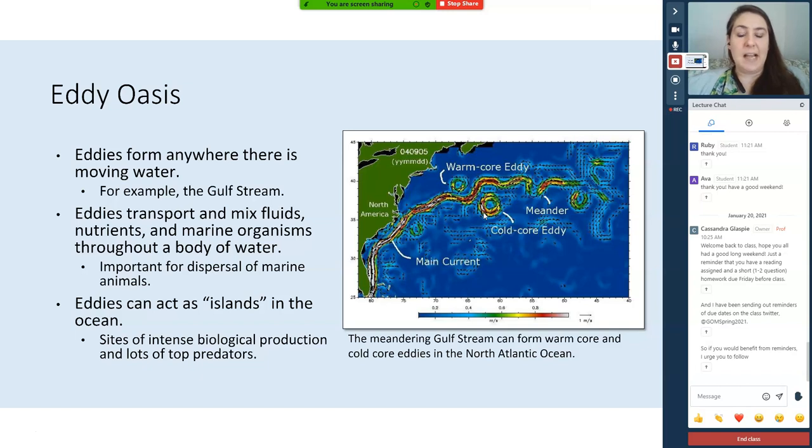And they can act as islands in the ocean, especially warm core eddies. So if you get a patch of warm water in the middle of the ocean, these tend to congregate a bunch of biology, a bunch of living organisms. In these warm core eddies, you can find intense biological production, a lot of plankton blooms, for instance, and lots of top predators that are trying to take advantage of that warmer water to eat a lot of food. So these are extra special features in the ocean.